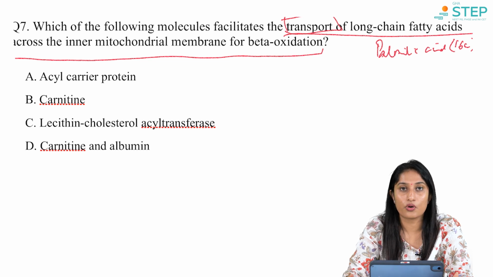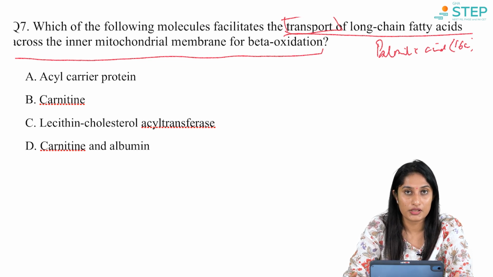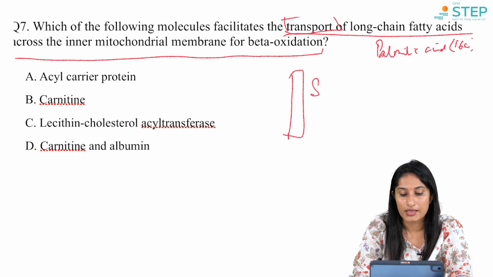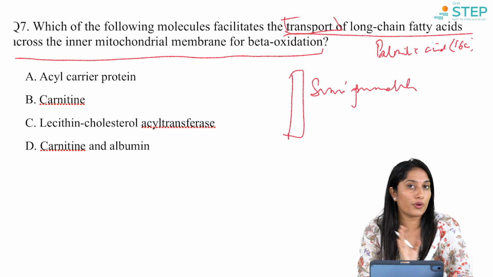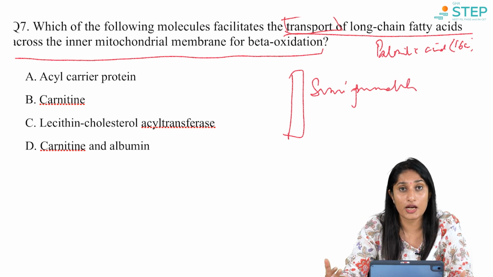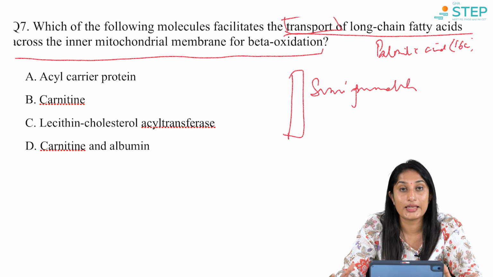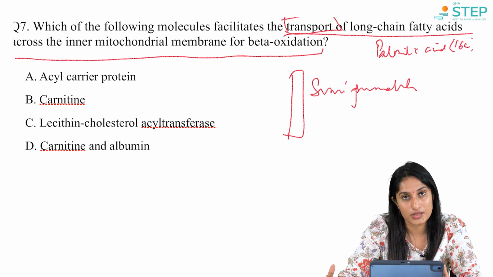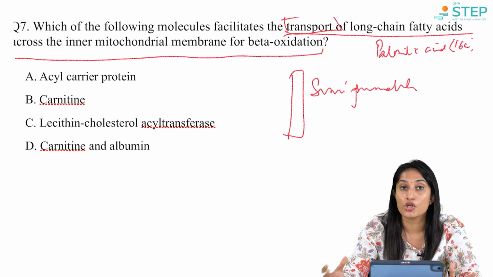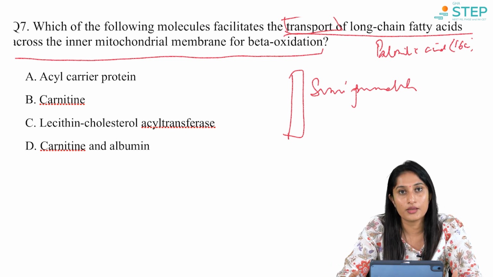Where is beta oxidation taking place? Beta oxidation is taking place inside the mitochondria. So we know the mitochondrial membrane is a semi-permeable membrane. Not all compounds can move freely. So the compounds which cannot move freely need a transport system or a shuttle system to take and drop into the mitochondria. So which one is it?